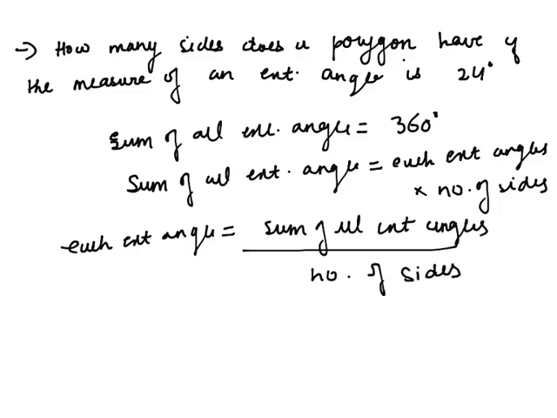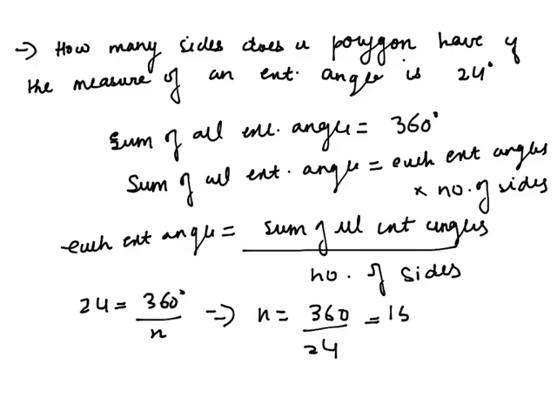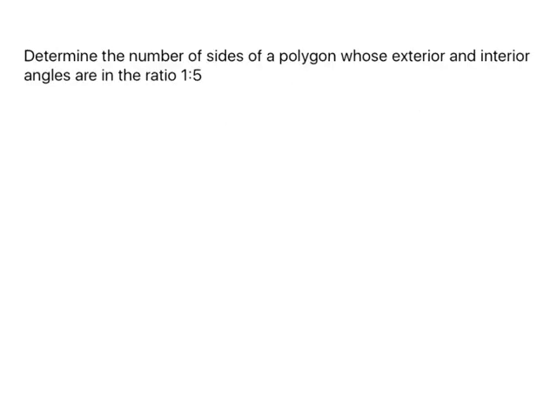And in the question, each exterior angle is given as 24 degrees, and the sum of all exterior angles we know is 360 degrees, and the number of sides we have to find out. So here we can write n is equal to 360 degrees divided by 24, that will give us 15. So it means this polygon will have 15 sides whose each exterior angle measures 24 degrees.